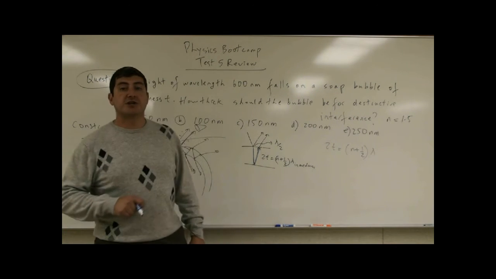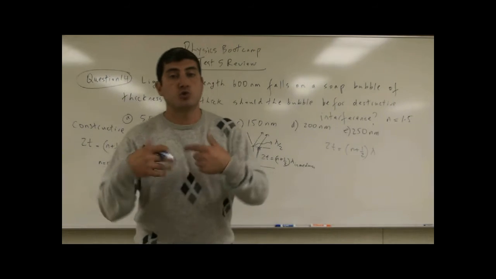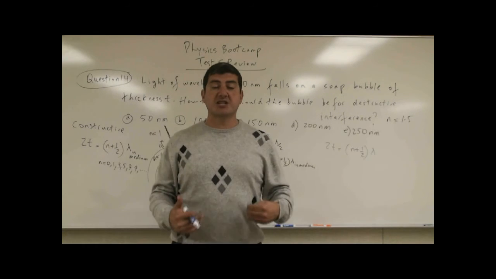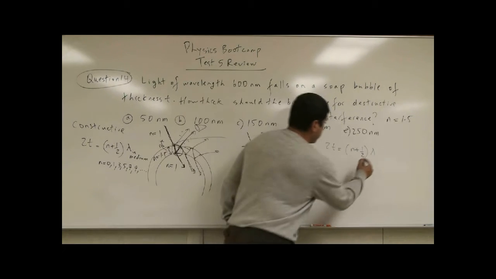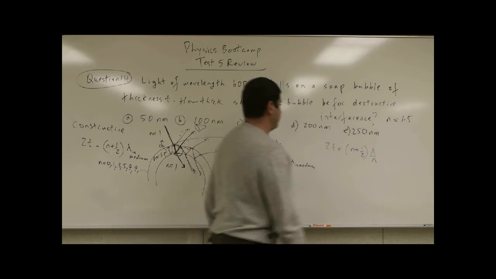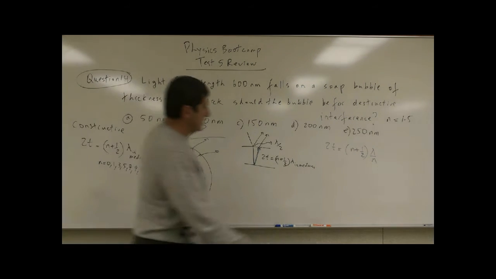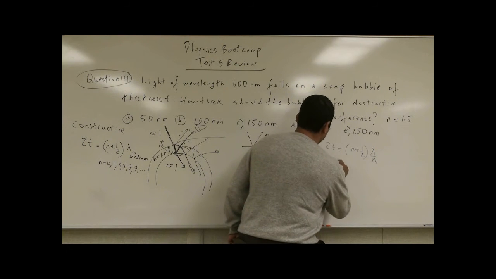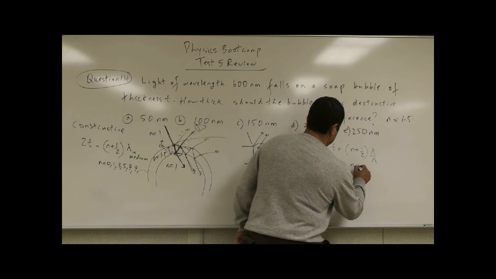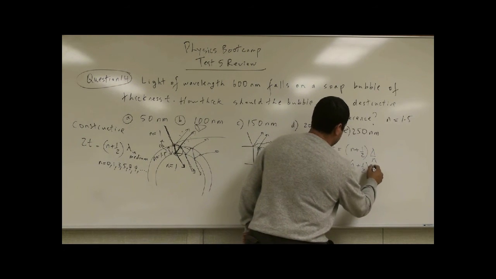Well, we learned earlier that when a light wave goes through a medium, its wavelength decreases by a factor of n, right? So we put here lambda over n, okay? So this is the wavelength in the medium, and then the n goes over here. 2tn is equal to n plus half lambda.